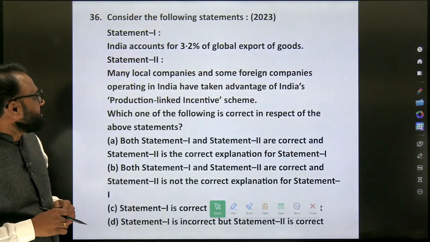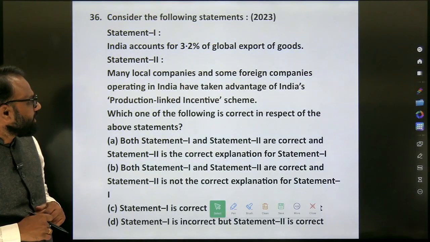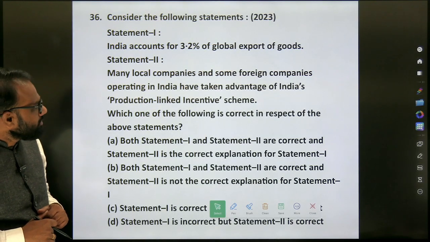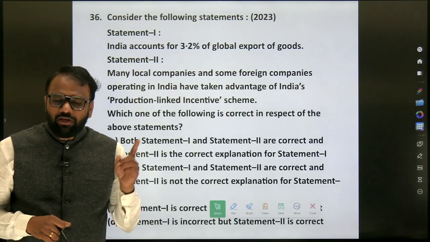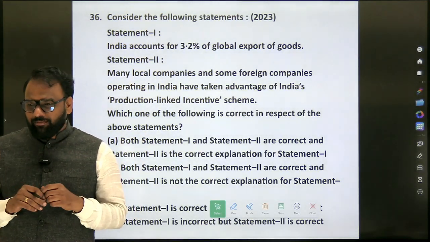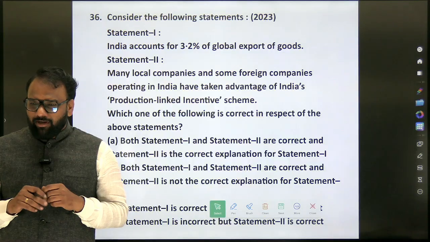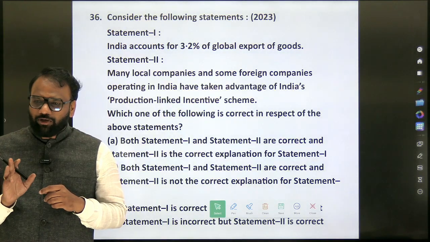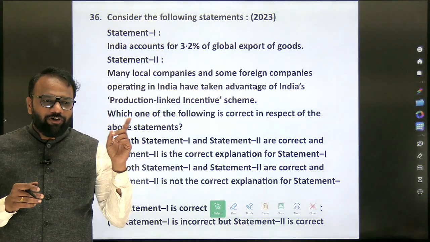Next, consider the following statements. India accounts for 3.2% of global export of goods. So, to address this kind of question, we require the economic survey, and not the budget, but the economic survey. In the economic survey, you will find these values.